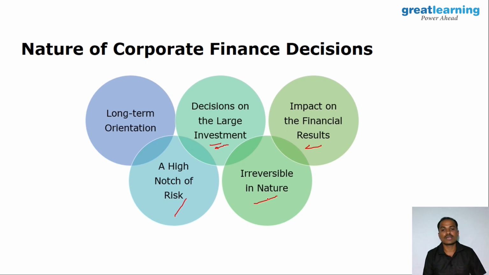Irreversible in nature. Once the decisions are taken, it cannot be reversed. The business cannot reverse the decision. Once it is taken, it is done. So the business can just expect the consequences or the results. That's all. They cannot reverse it.